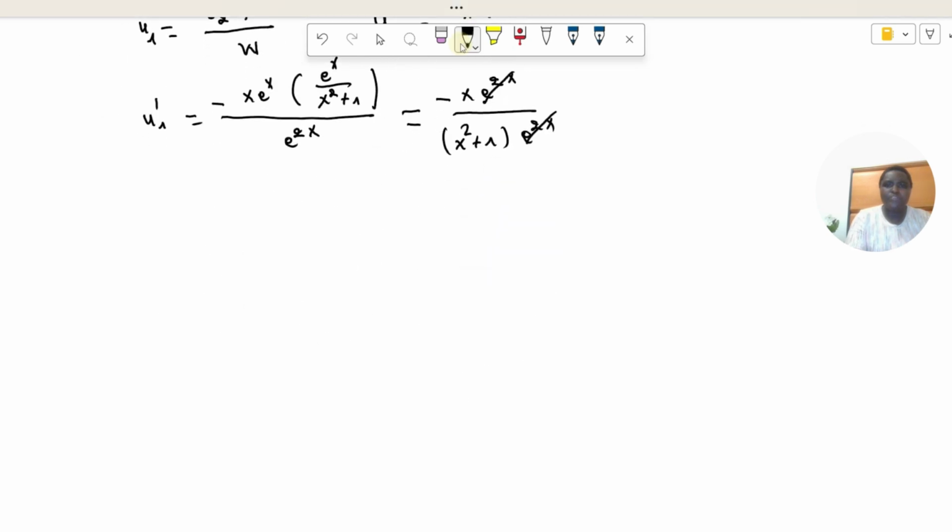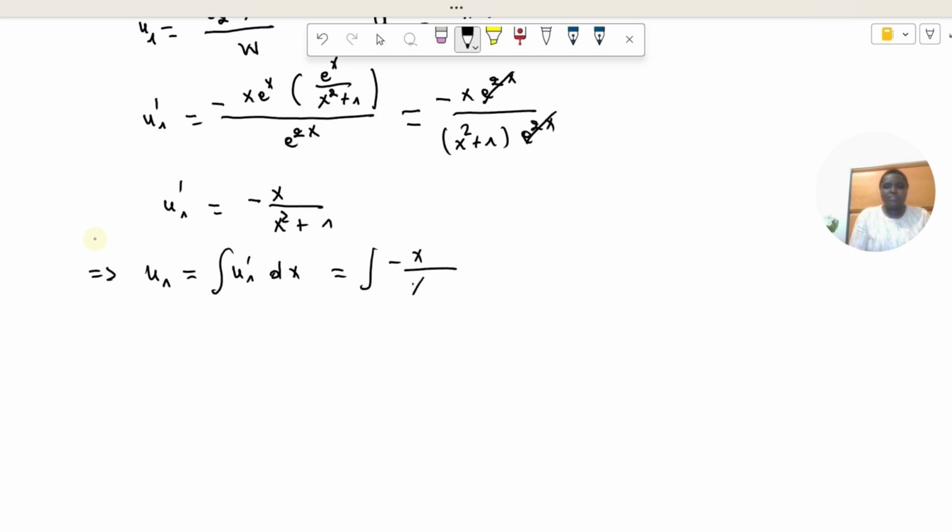We remain with u1 derivative equal to minus x over x squared plus 1. Since we have the derivative, we can compute. This implies that u1 will be equal to the integration of u1 derivative dx, which is equal to the integration of minus x over x squared plus 1 dx.